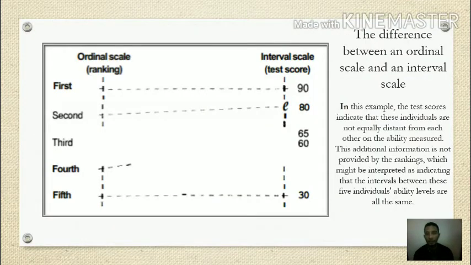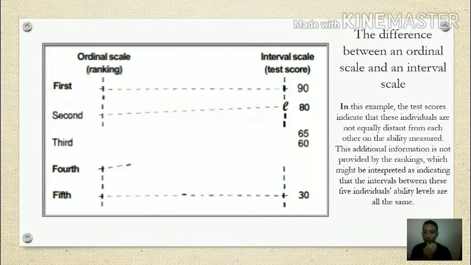Oke. Nah, di sini bisa kita lihat dalam figur ini ada ordinal scale, rankingan, ada first, second, third, fourth, dan fifth, dan interval scale. Nah, kalau kita perhatikan di interval scale, ya, yang pertama adalah 90, yang kedua adalah 80. Jadi interval atau rentang itu tidak terlalu jauh. Nah, sekarang kita lihat the difference between an ordinal scale and interval scale. Kita lihat perbedaan antara skala ordinal dan skala interval tadi.